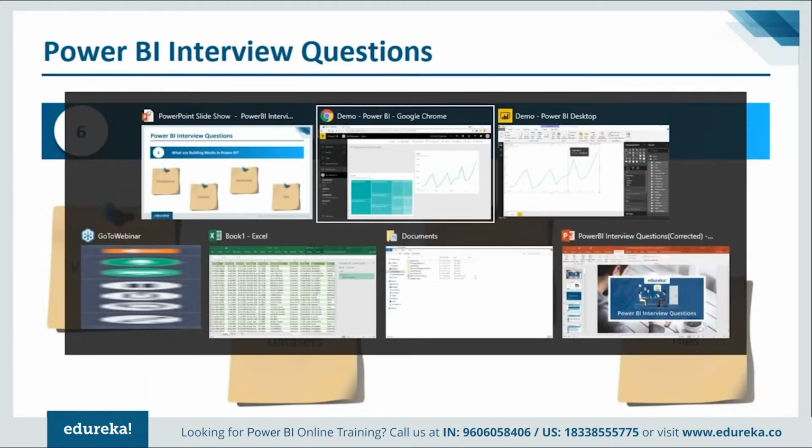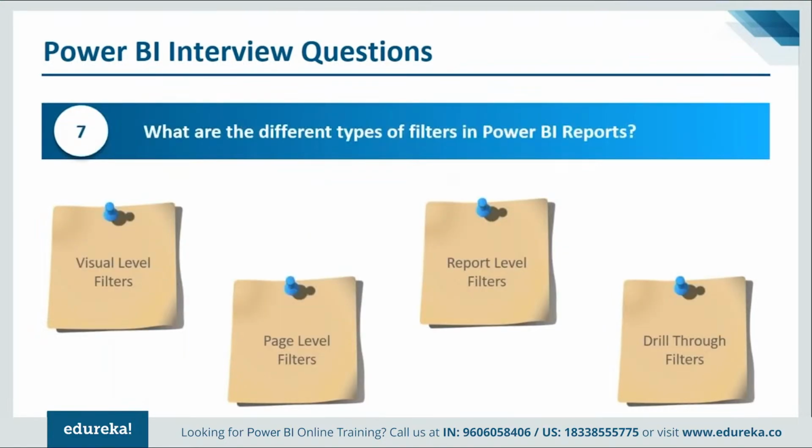What are the different types of filters in Power BI reports? Visual filters, page level filters, report level filters, and drill through filters. Now, a very important question. Typically, the way to answer it is to take scenarios: where will you implement each type of filter? Visual level filters are present only at the visual level, in a particular type of chart.